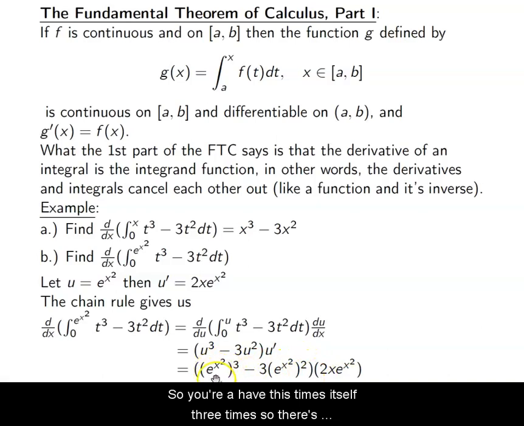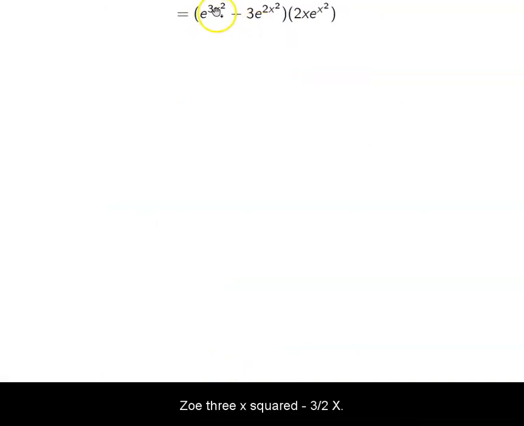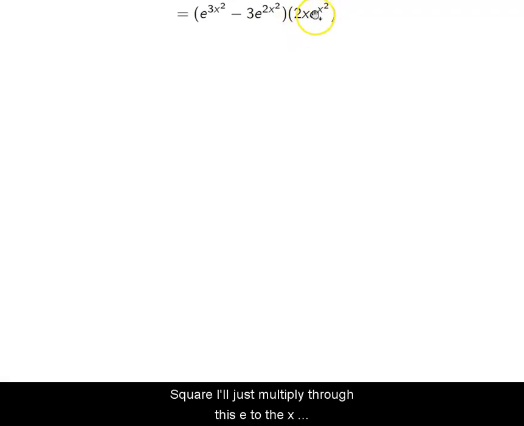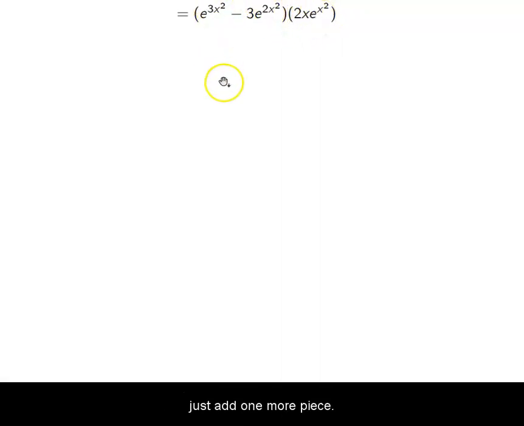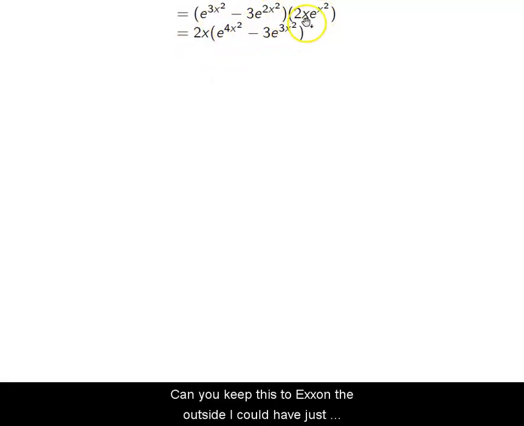So here I have this times itself 3 times, so there's 3 of these, right? So e to the 3x squared minus 3e to the 2x squared. And then multiply times the 2x e to the x squared. I'll just multiply through this e to the x squared, so that'll bump all of these up by 1 more, right? They'll just add 1 more to each one. So there's 4, and this turns to a 3. I'm going to keep this 2x on the outside.